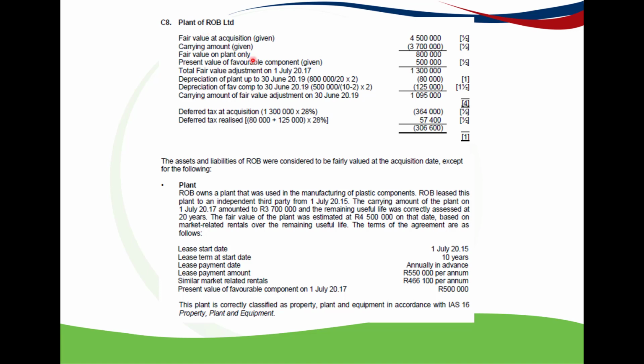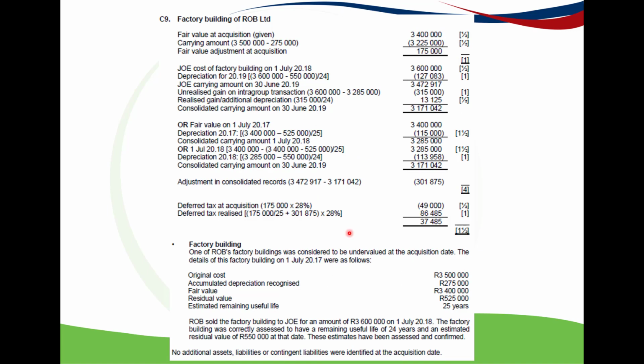The plant of Rob, remember, it was fair valued. There was a fair value component that was subsequently measured, and we got the carrying amount at year end of 1,095,000, which you have to recognize. And then there's our deferred tax that we will recognize against the deferred tax asset line item. And here was the information that it was obtained from.